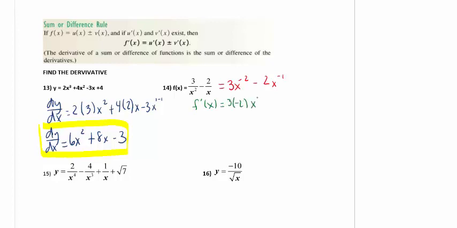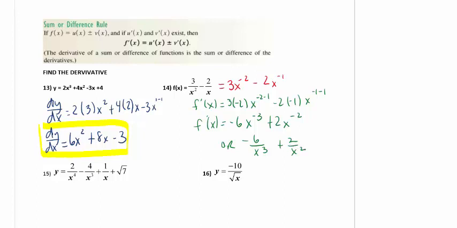Bring down my exponent, subtract 1, and I actually a lot of times just show that work whenever I'm dealing with a negative because it's super easy to do that part wrong. So I'm going to simplify now. Gives me a negative 6x to the negative third plus 2x to the negative 2. So you can write it that way or rewrite it with positive exponents.